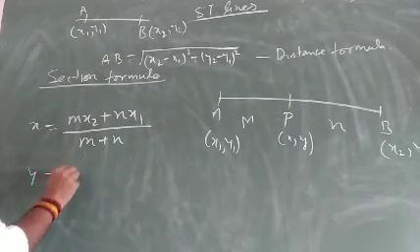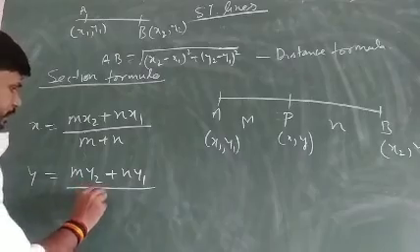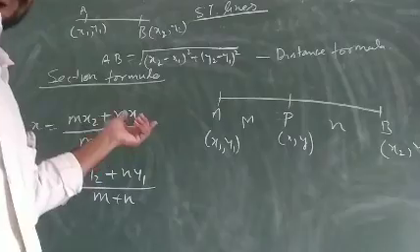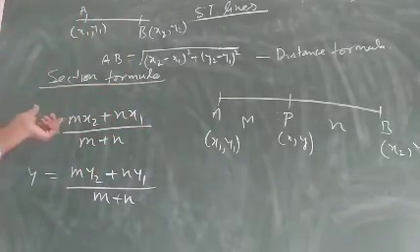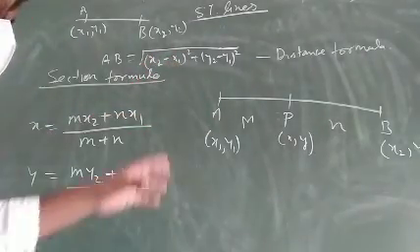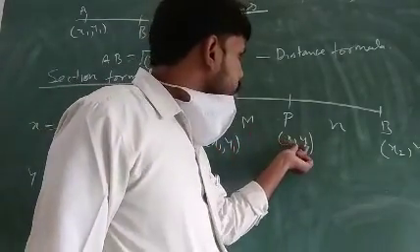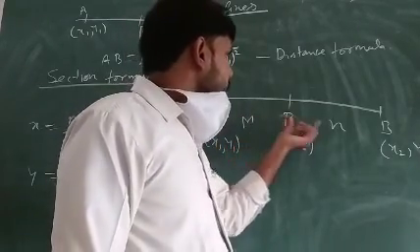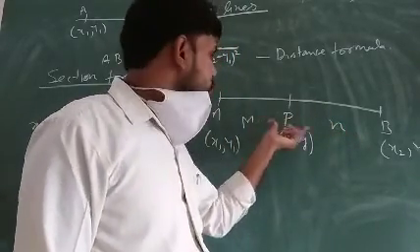Similarly, for the y coordinate we have (m y2 + n y1) upon (m + n). Listen, for the given case we have section formulas, such as for internal division of A and B. We are trying to find the ratio at point P, which has a particular coordinate (x, y), and AP to PB is in the ratio m is to n.